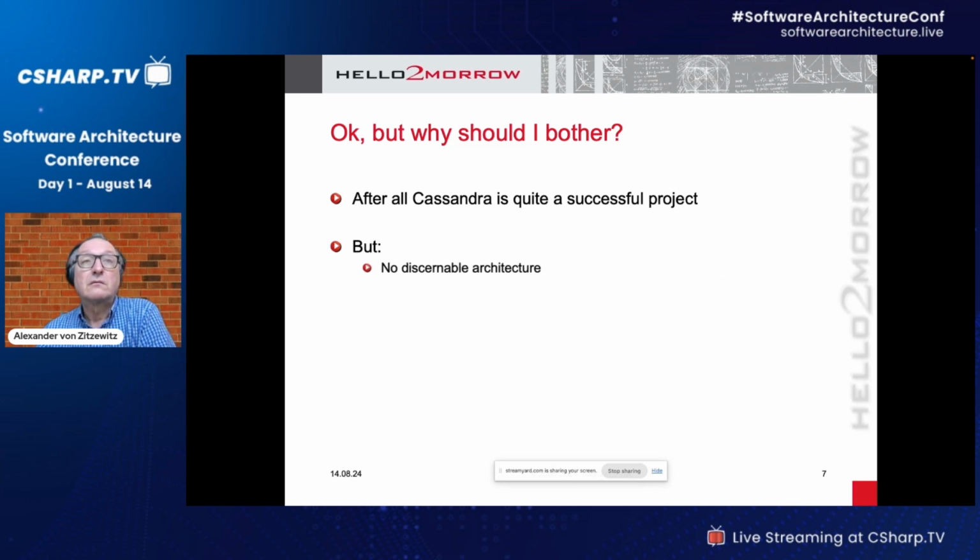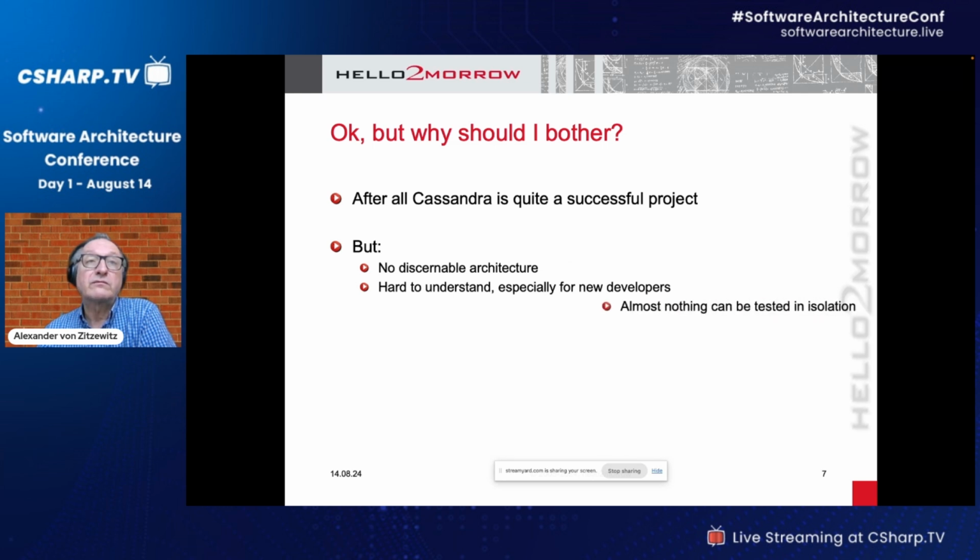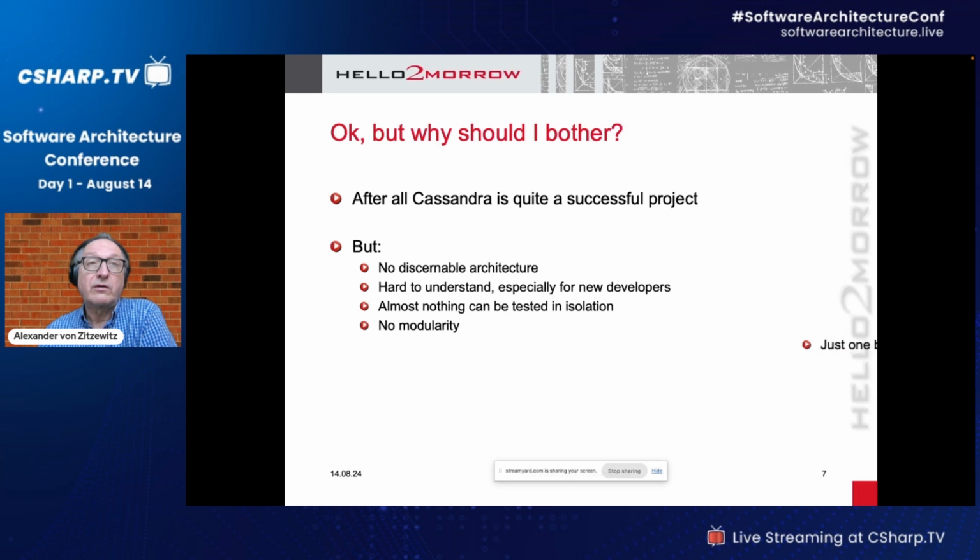But it has no discernible architecture. It is hard to understand, especially if you're new to the project, because then you have to basically read the whole code base to understand how everything works. It is basically impossible to test anything in isolation. It has no modularity whatsoever. And it's just one big jar of highly coupled code, which means you also have a higher risk of vulnerabilities.